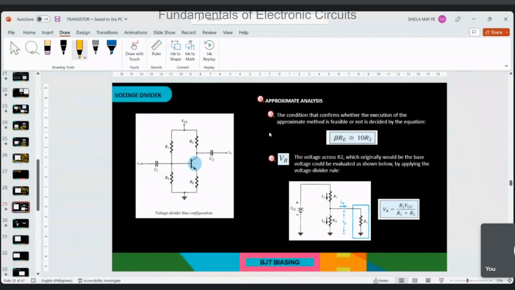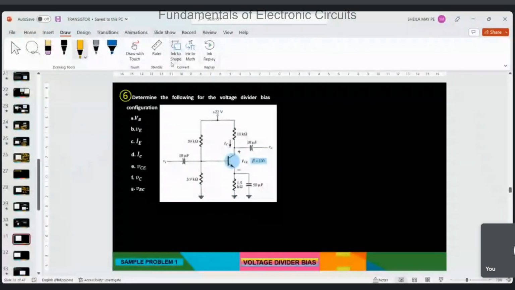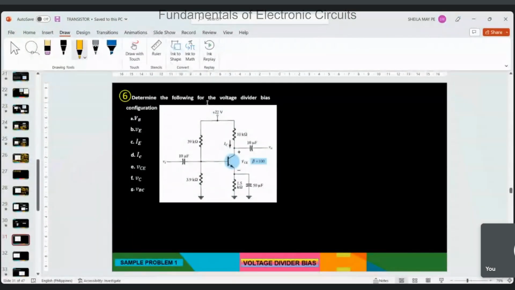Okay, problem solving na diay. Determine the following for the voltage divider bias configuration: VB, VE, IE, IC, VCE, VC, and VBC. Okay, now what's the formula of our VB again? R2 VCC over R1 plus R2.